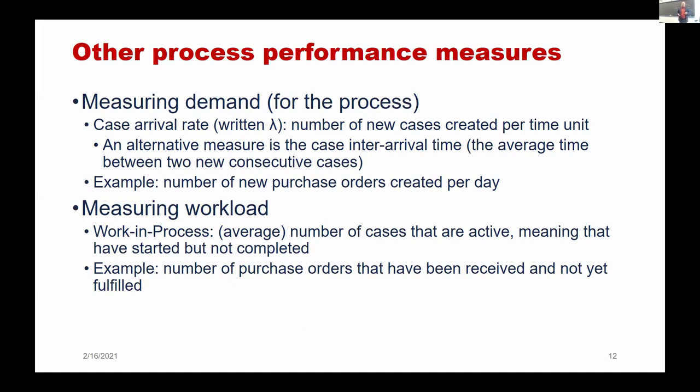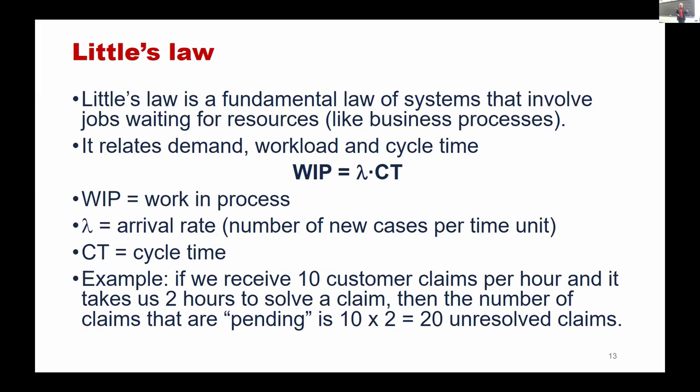Now, there is a very strong relation, and that is the reason why I introduced these two measures, lambda, or case arrival rate, and work in process. There is a fundamental relation between WIP, which is the work in process, lambda, the case arrival rate, and cycle time. And as I said, cycle time is a very important measure. The relation between these measures is called Little's law, after the discoverer of this relation. It tells you that the WIP is equal to the case arrival rate, lambda, multiplied by the cycle time.